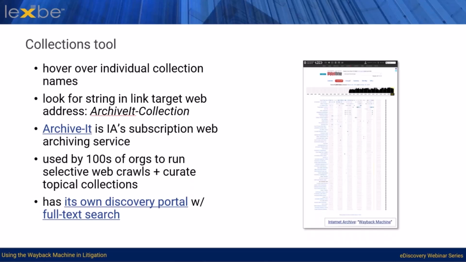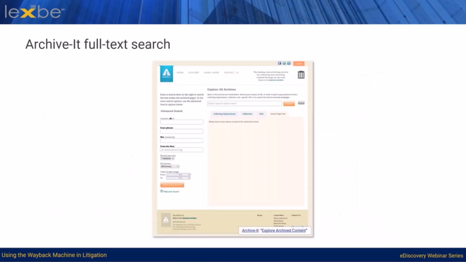archiveit-collection in the link target web address. Archiveit is the Internet Archive's subscription web archiving service used by hundreds of organizations to run their own selective web crawls and curate topical web archive collections. While all of the web content archived through Archiveit is indexed into the Wayback Machine, Archiveit also provides its own independent discovery portal, which includes full-text search.